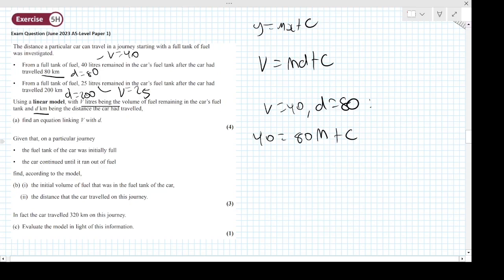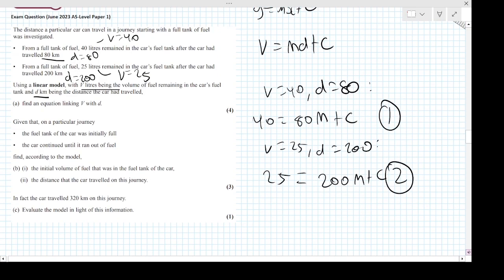Because V is in litres, if I underline the units I'm working with, that allows me to quickly extract the values I need from the question. And so when V is 25, D is 200. But therefore, I can get another equation by substituting those values into this equation, to then get 25 equals 200m plus c. Well, these are simultaneous equations, aren't they?